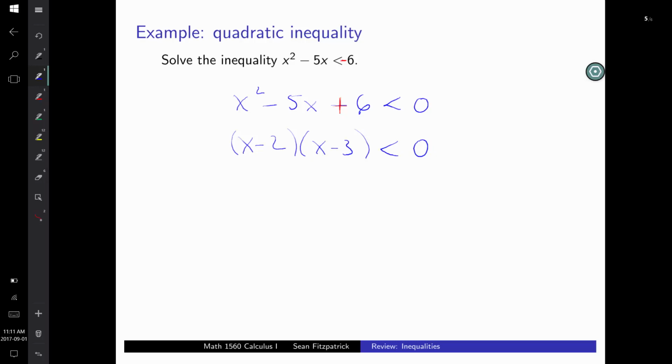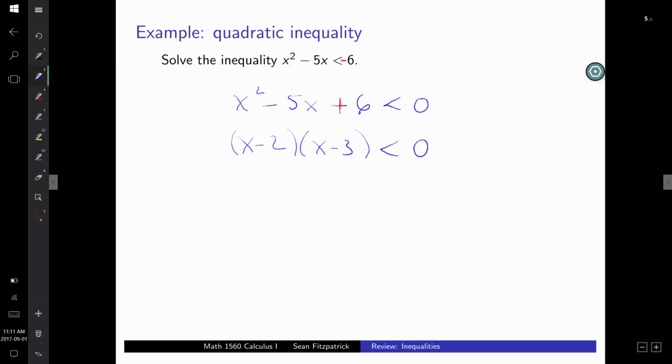Why am I in business? Because I'm trying to figure out when a product of two numbers is negative. Well, what's the only way that a product of two numbers can be negative? A product of two numbers is going to be negative if one of the two numbers is positive and the other one is negative, right? If they're both positive, that product is positive. If they're both negative, the product is positive. So how do I figure out when one is negative, one is positive?